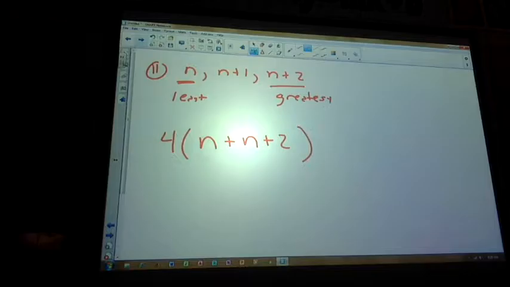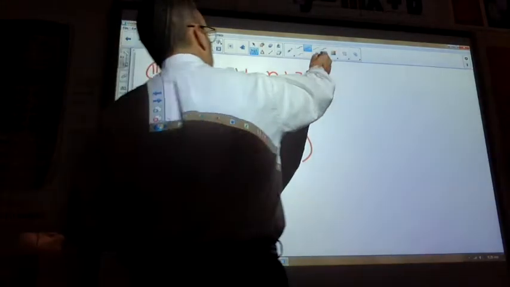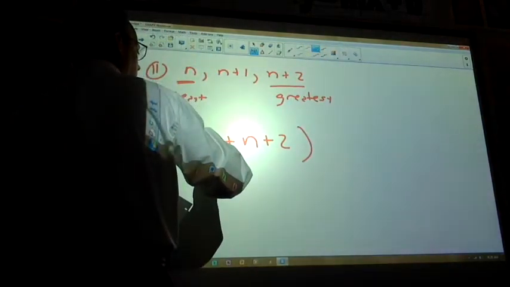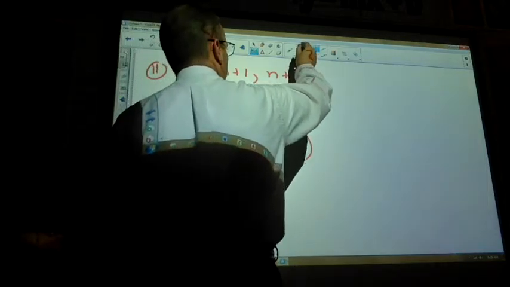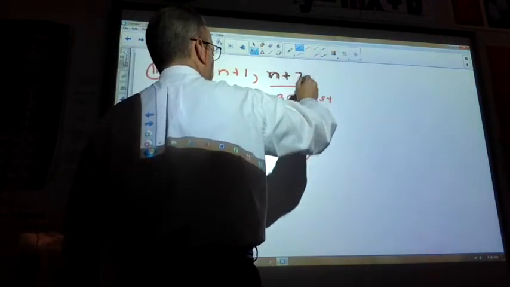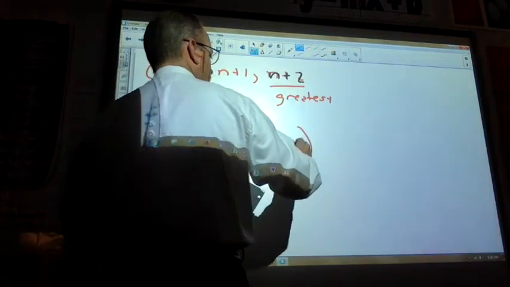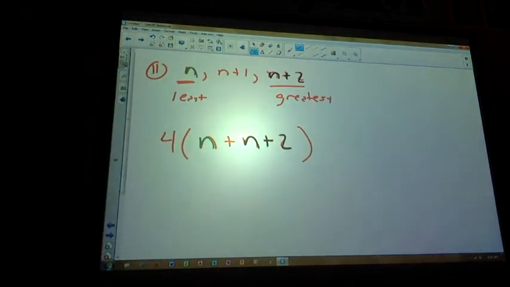So 4 times the sum of the least and the greatest. The least happens to be n, and the greatest is n plus 2. So we have this one, and then this one, which is a separate term, I guess. Does that make sense how I have it written?